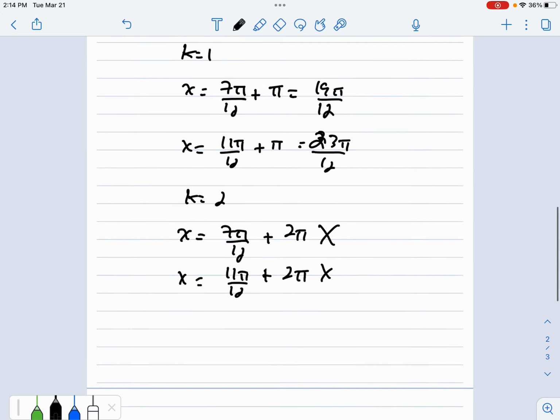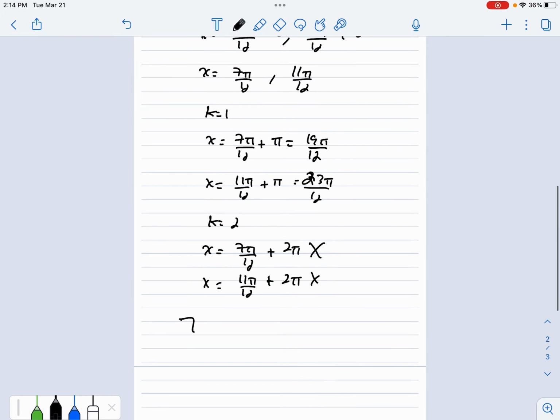And if you write all our solutions out here, this would be 7 pi over 12, 11 pi over 12, 19 pi over 12, and 23 pi over 12. And that would be it.